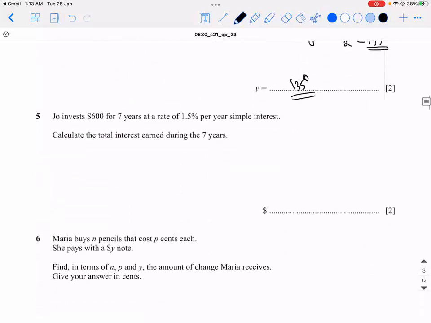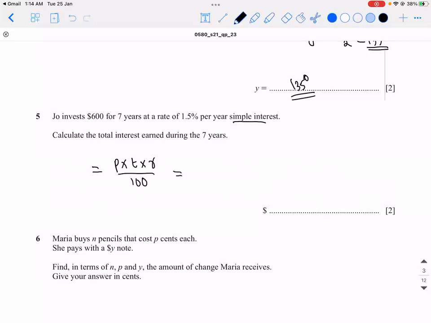It's very simple, right? Then now a question. Joe invests $600 for 7 years at the rate of 1.5% per year simple interest. Calculate the total interest earned during the 7 years. So what is the formula for finding the simple interest? This is simple interest, not compound interest. The formula is the principal amount multiplied by the tenure multiplied by interest rate over 100, correct?